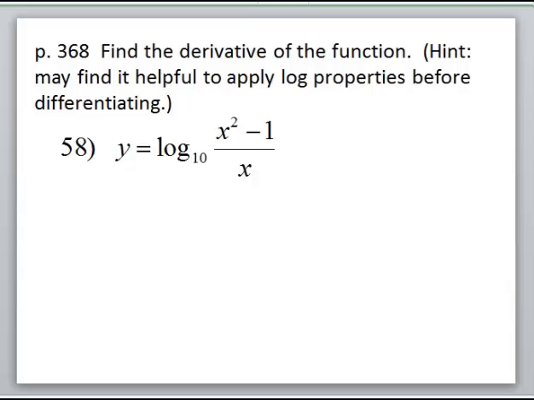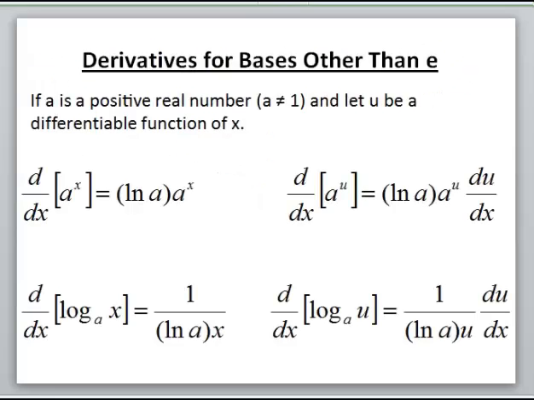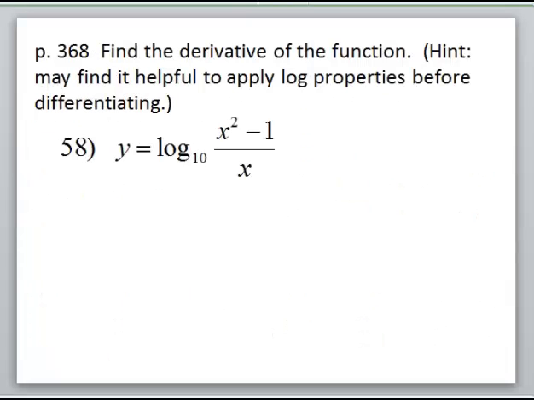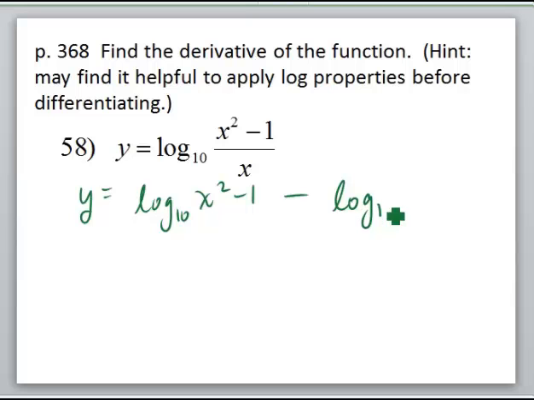The last one is a log function, and we may want to go back to looking at the log. How do you take the derivative of a log? The derivative of a log is 1 over ln of a, and then with the part right here, u, and then you take the derivative of that part. So we're going to want to maybe use log properties in order to do this, because if we use the log properties, we'll have the log base 10, x squared minus 1, minus log base 10 of x.